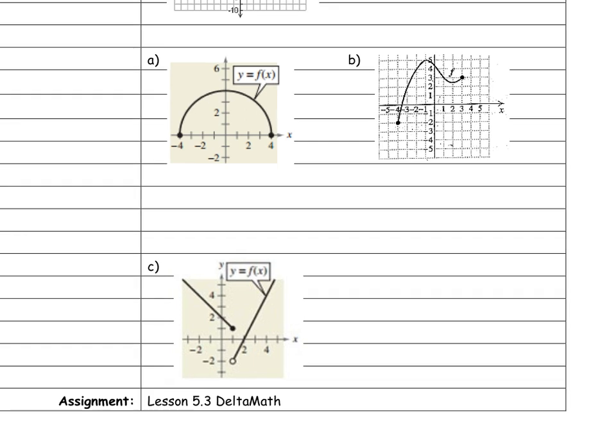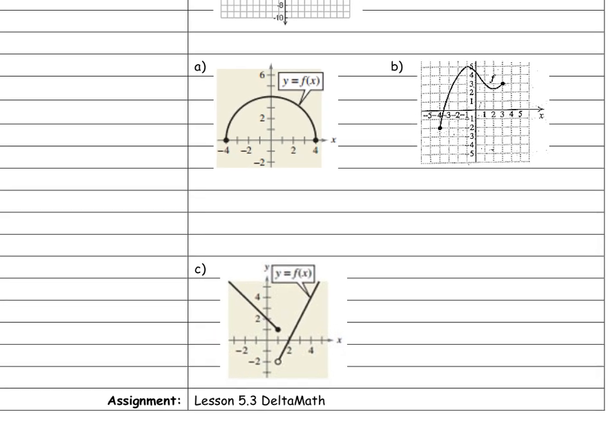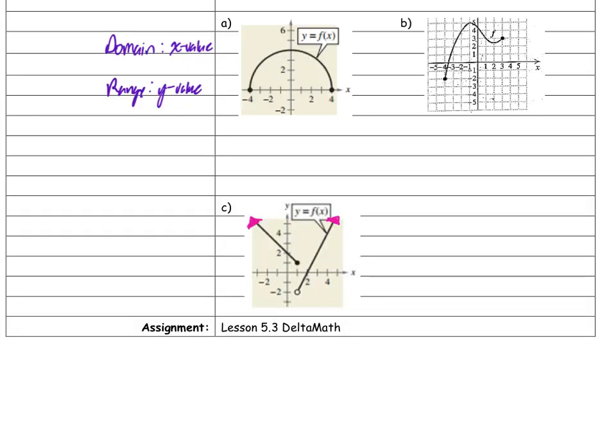Remember, domain, I'm going to make a little note over here. Domain is the x values, and range is my y values. Just because it's on a graph doesn't mean it's changed. It's just changing how I'm answering it. Okay? So I want you to try. Let me record. That would probably be good, huh?